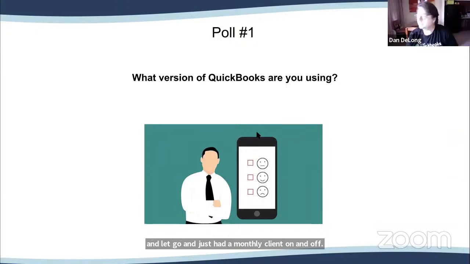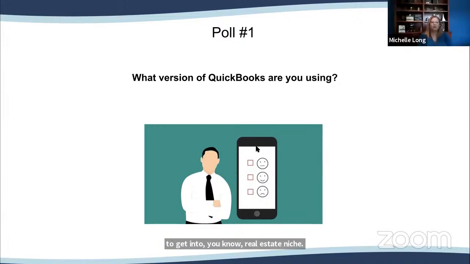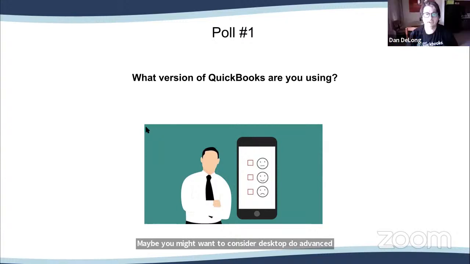So, sharing the results here. It looks like both. QuickBooks Online and Desktop is the main option that people are using here today, followed closely by just online only. So if you are online and want to get into the real estate niche, maybe you might want to consider Desktop or QBO Advanced. Exactly. Yeah. Gotcha. Let's go ahead and get started here.